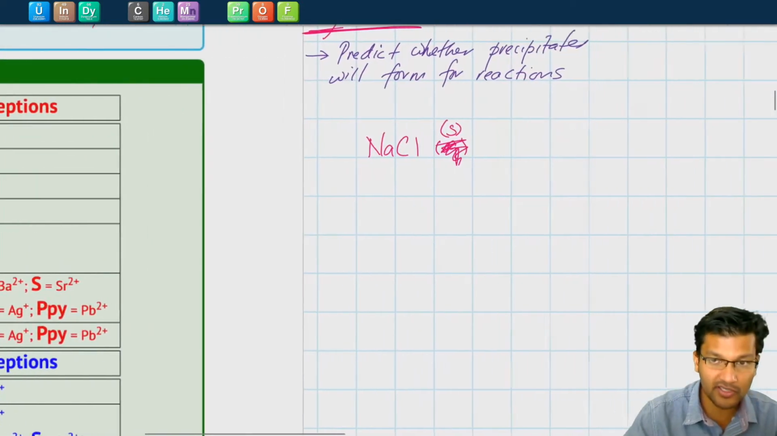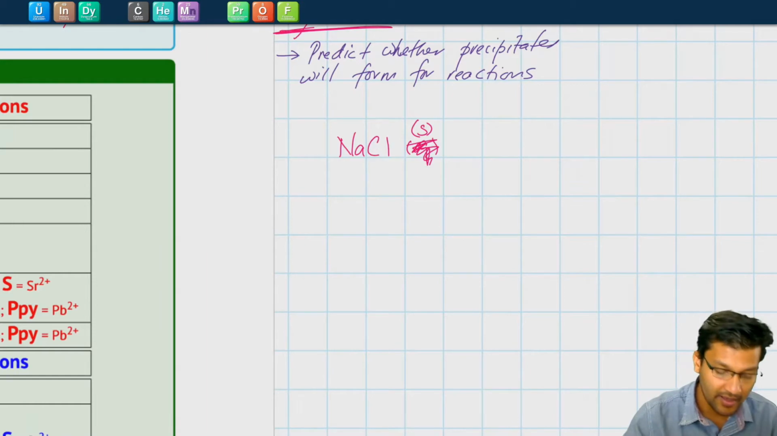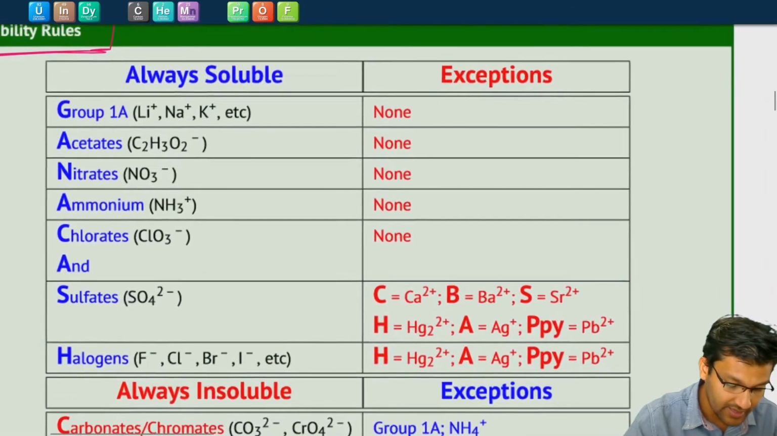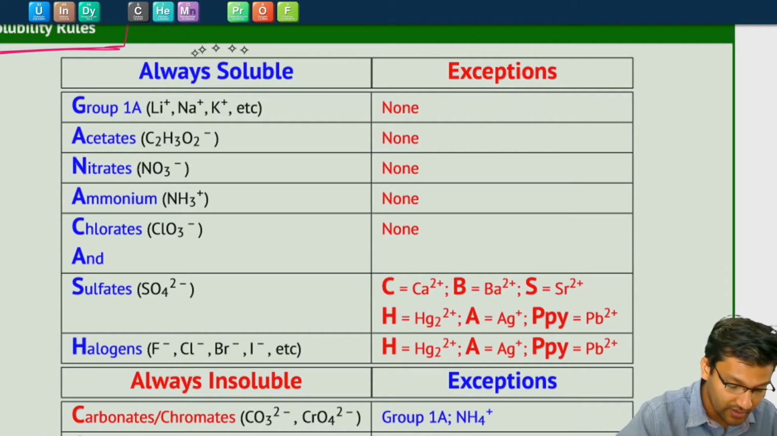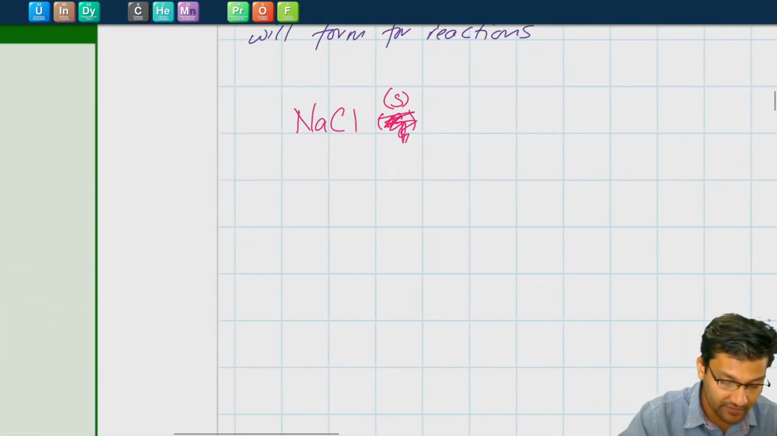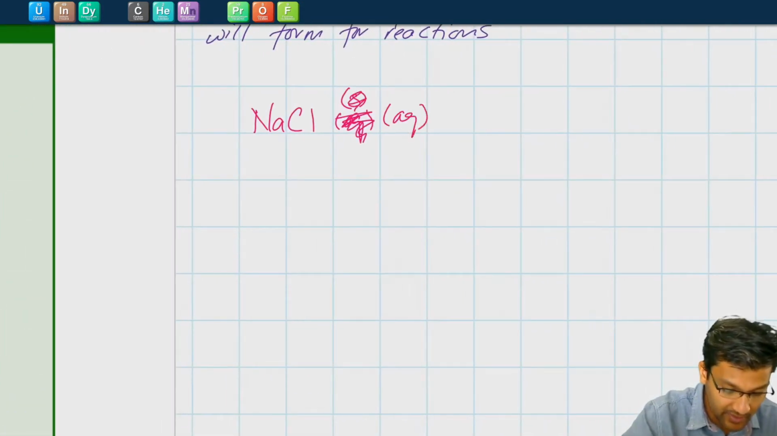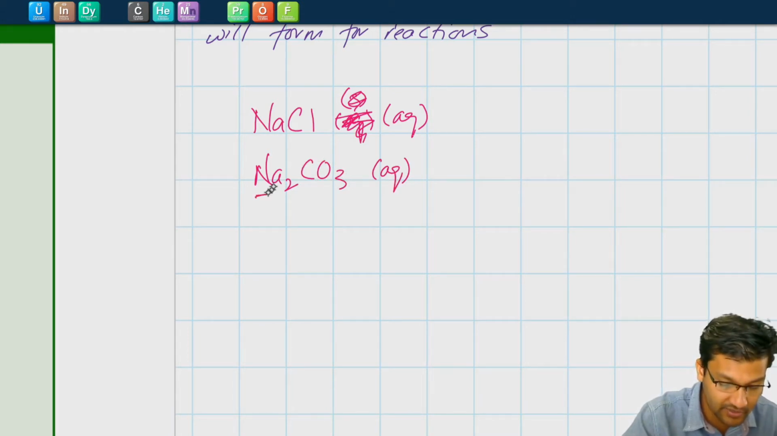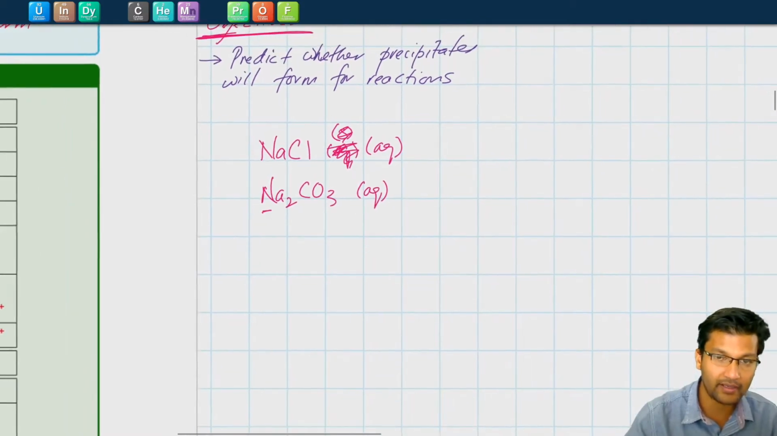To figure out which salts will be soluble and which will be insoluble, we will look at the solubility rules. Here's how we read this table. In the blue are compounds that are always soluble, and in the red are exceptions to those. For example, if our salt has anything from group 1A, such as lithium, sodium, or potassium ions, it's always soluble no matter what anion it's paired with. We looked at NaCl, which is aqueous, but Na2CO3, sodium carbonate, will also be aqueous. It doesn't matter what the anion is, as long as it has sodium, lithium, potassium, anything from group 1A, it'll be soluble.